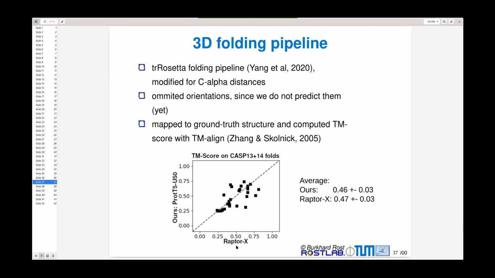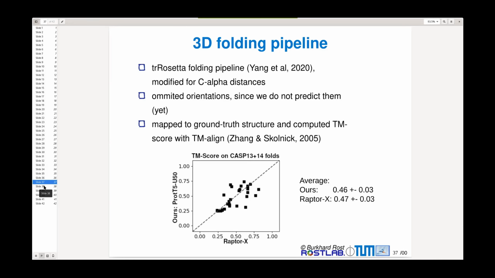Now, if you compare the 3D models from RaptorX and from ours based on CASP 13 and 14, this is also pretty much on eye level. It's a give and take. Sometimes we're better, sometimes they are better. But if we average out, it's around the same number. So if we have 0.46, they have 0.47, but this is well within our range.